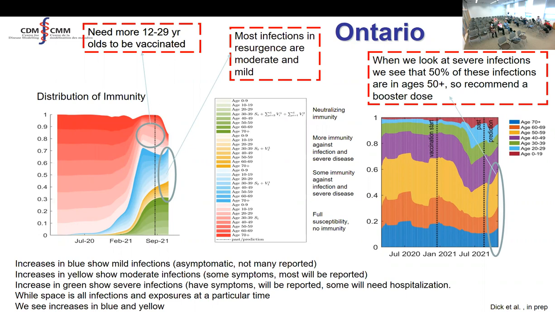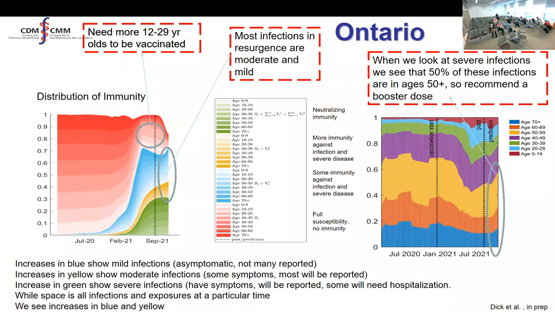When we look at this, we can say, okay, green is immunity where you're totally resistant to infection. Yellow is where you have a lot of protection against infection and a lot of protection against severe infection if you do get infected. Blue is a little bit less than that. And red is total susceptibility. If you look at the blue and the yellow, you can see they're going up. So that lets us see that most infections in the resurgence in the fall of 2021 would be mild and moderate.